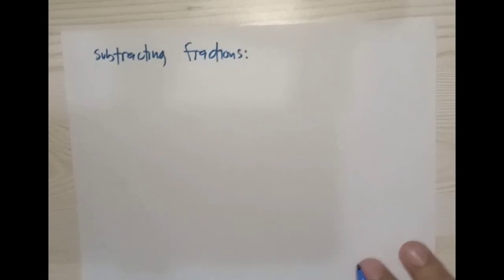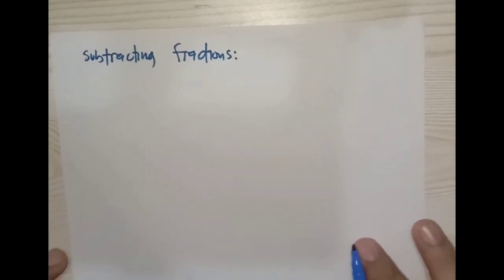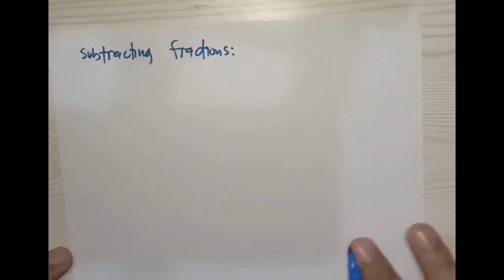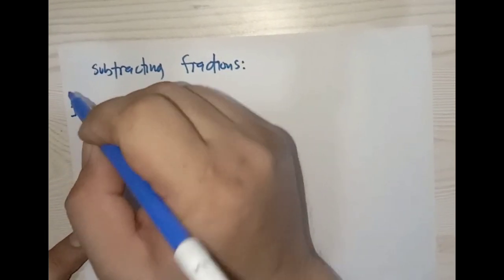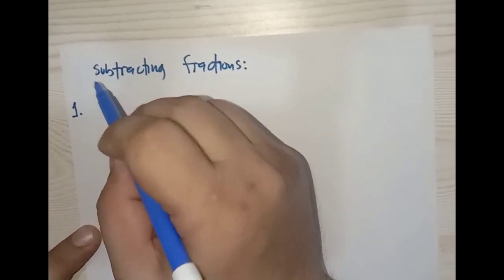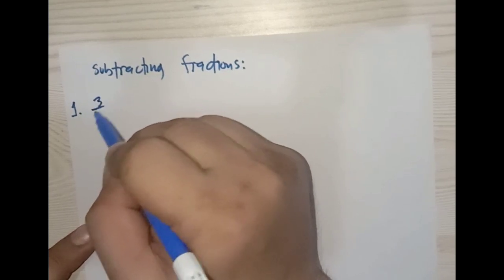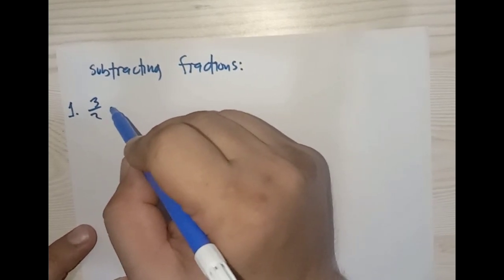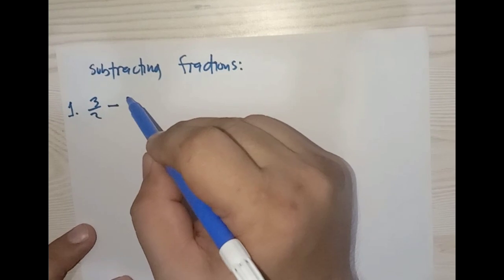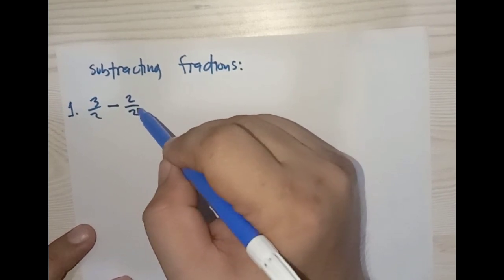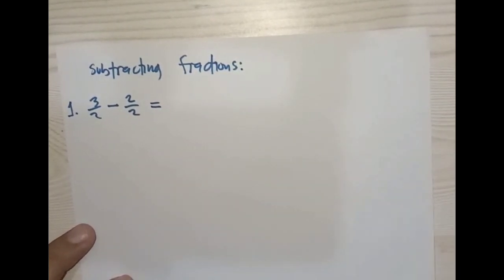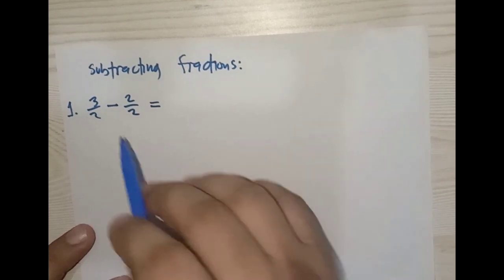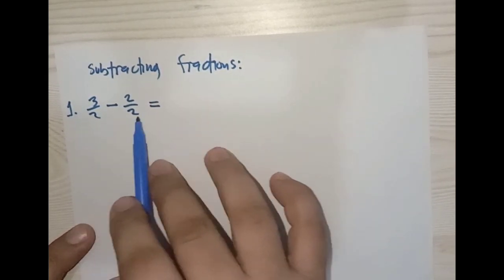Subtracting, gagawin is we're going to subtract two fractions with similar denominator. Okay, number 1, 3/2 minus 2/2. So, is equal to, so, this is a similar fraction.